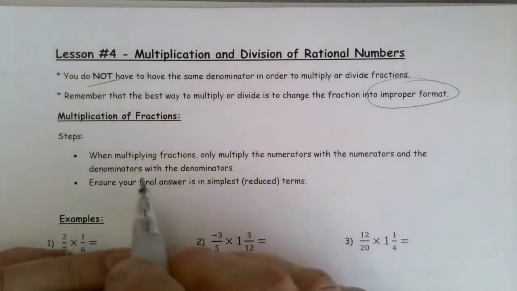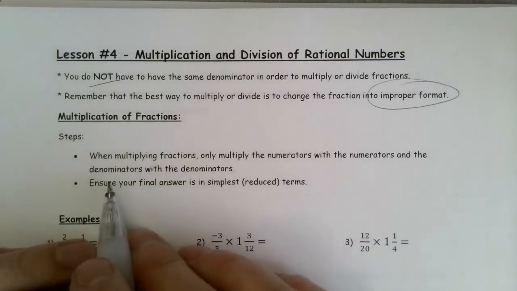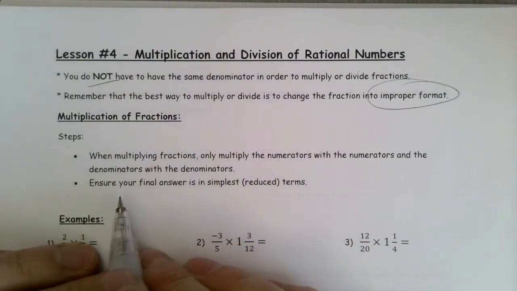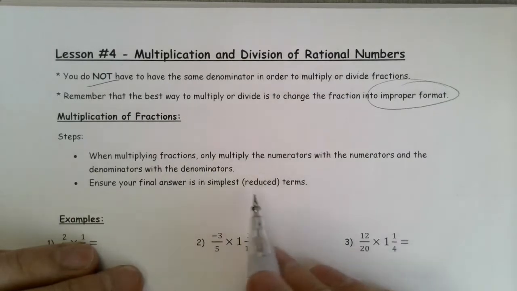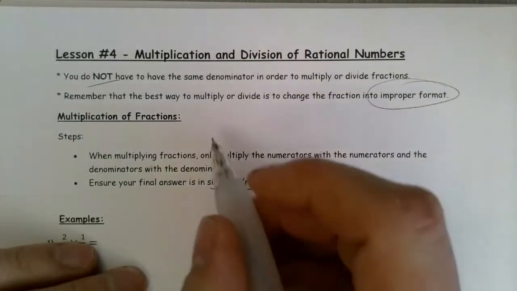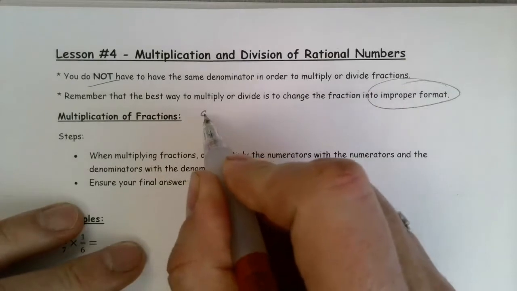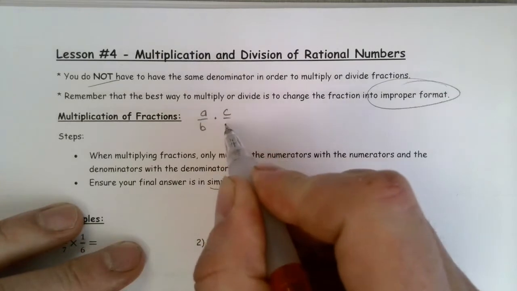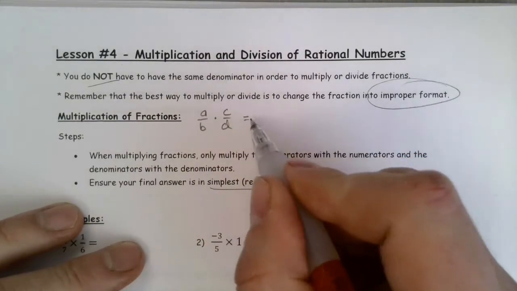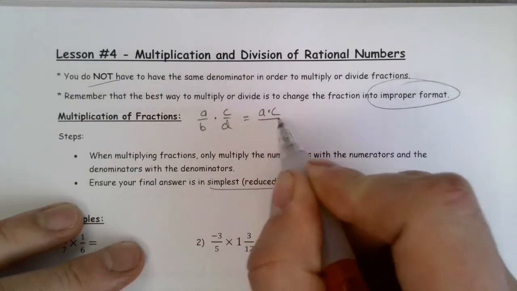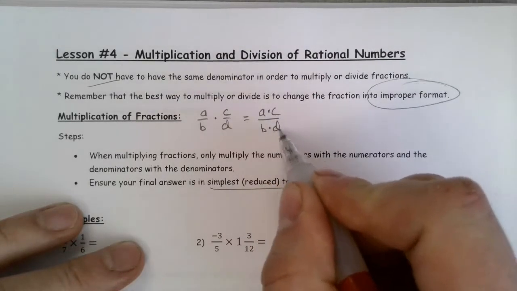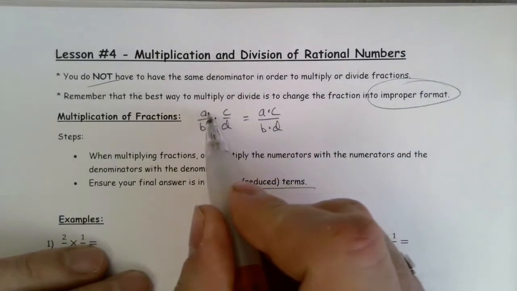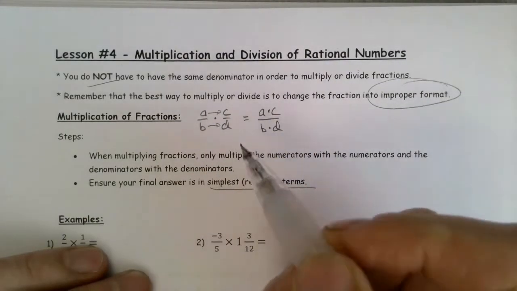Now, here we go. When multiplying fractions, you only multiply the numerators with the numerators and denominators with the denominators. And we're going to ensure that your final answer is in simplified or reduced form. We always want to simplify at the end. If I've got A over B, and I multiply it by C over D, I am going to get A multiplied by C over B multiplied by D. We multiply numerator by numerator, denominator by denominator.